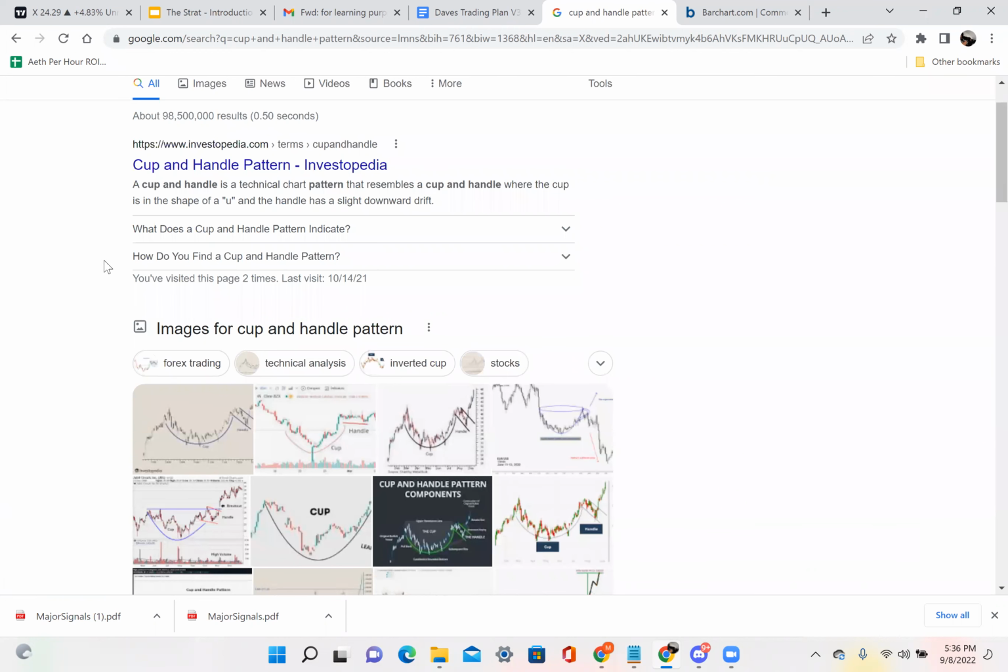But one thing I would say, I know a cup and handle is a bullish reversal. So a cup and handle is a technical chart pattern that resembles a cup and handle, right? Where the cup is in the shape of a U and the handle has a slight downtrend drift, right? So that's exactly what a cup and handle is. How I like to explain what a cup and handle is, let me go to the images.